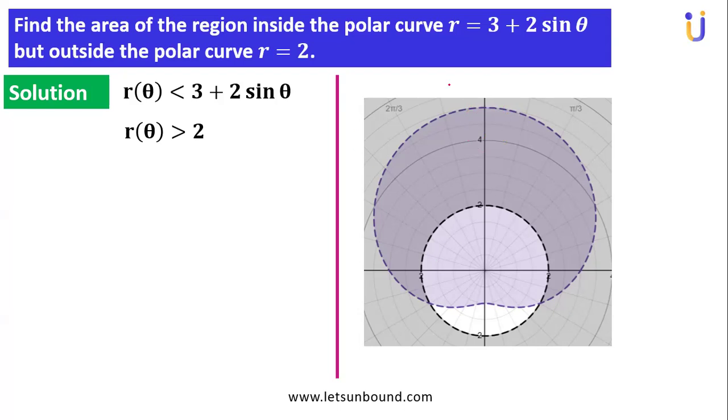So this cardioid, 3 plus 2 sine theta, and r is 2. So this shaded region is inside the cardioid, but outside the circle. Okay. Now these are the intersection points. We need to find them. From the graph, like from Desmos, it's very easy, but how do we solve this analytically? Let's see.